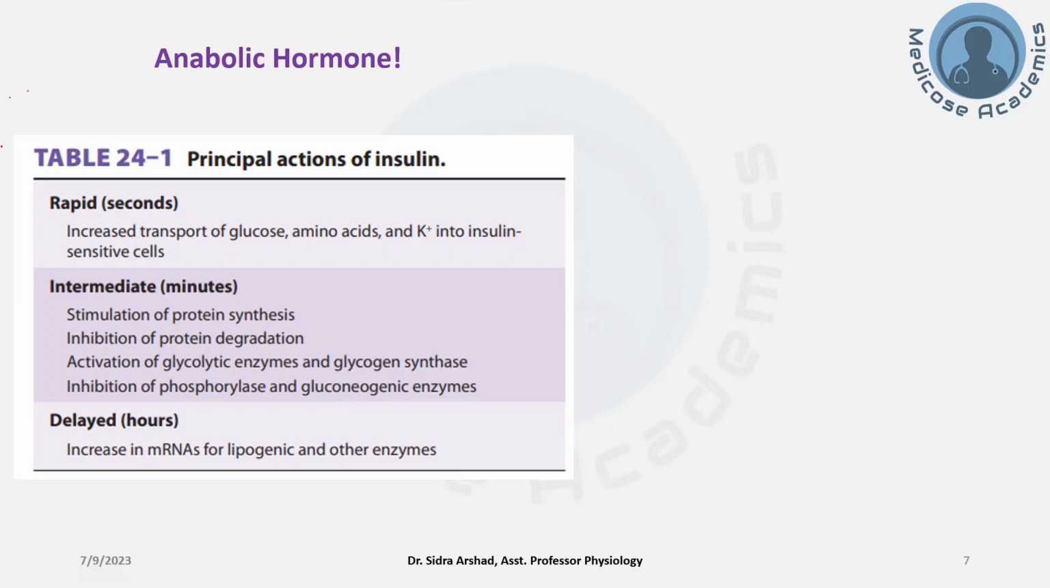These actions include increased transport of glucose, amino acids, and potassium into insulin-sensitive cells. So there are certain cells in which, in the presence of insulin, the transport of glucose into those cells is increased. These cells include adipocytes, skeletal muscle cells in the resting phase, and the cardiomyocytes. What happens is that when insulin binds to receptors, there is increased translocation of glucose transporter 4 into the cell membranes through which glucose moves into the cell through facilitated diffusion.